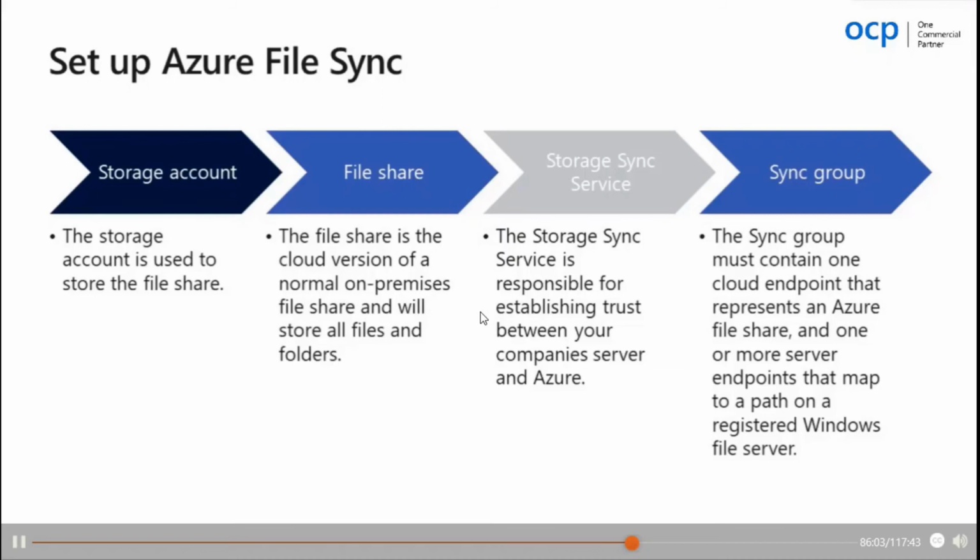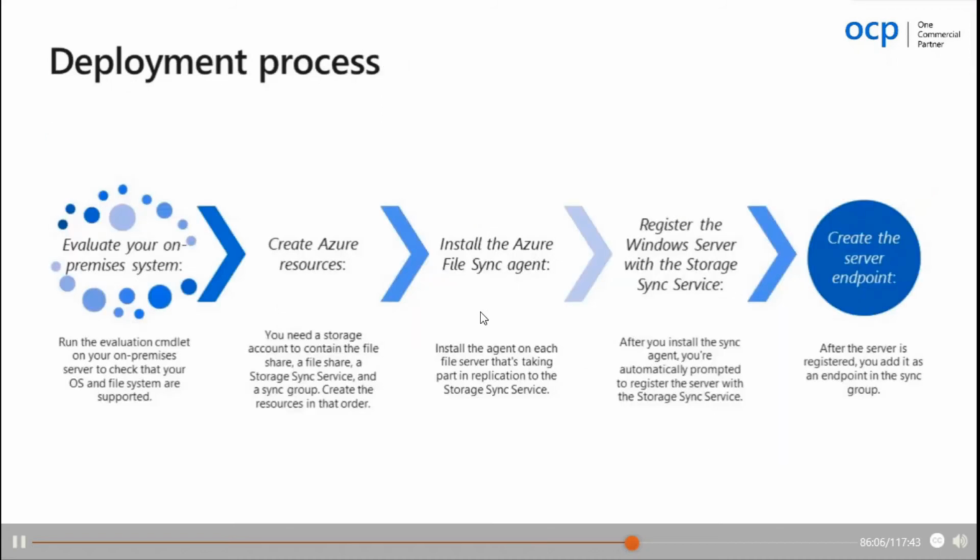So the deployment is: evaluate your on-prem system, check if you have all the prerequisites in terms of operating system and whether the file system is supported. Create the Azure resources: the Azure storage account, the file share inside the storage account, the sync service and the sync group. Then you install the File Sync agent, and then you register that Windows server with the storage sync service. And then, of course, you create the server endpoint, and then your setup will be done.